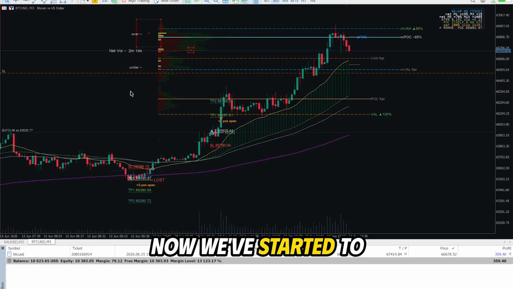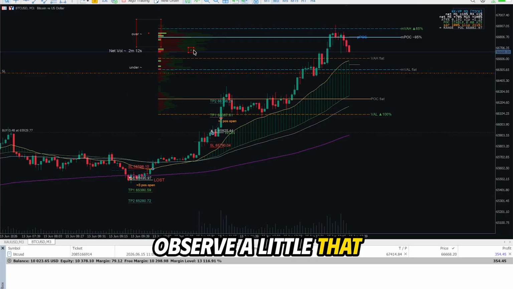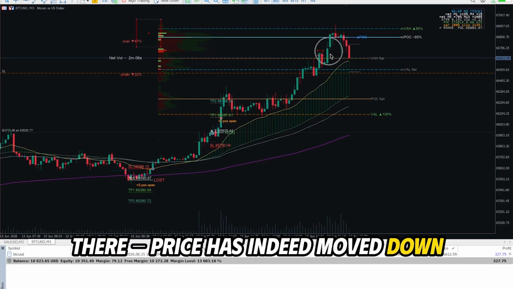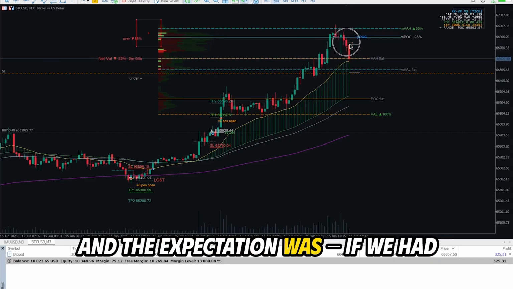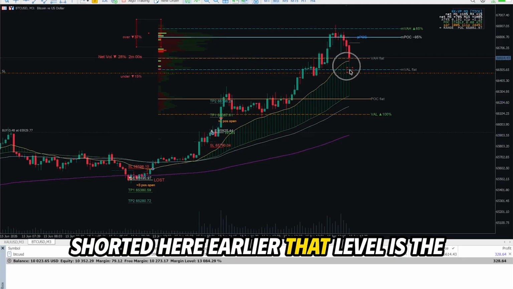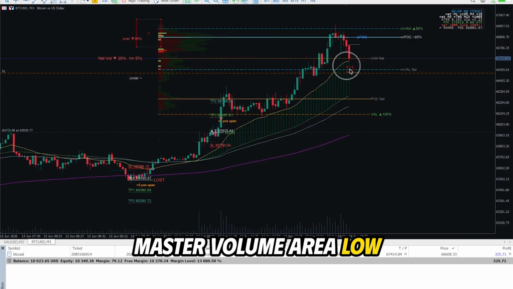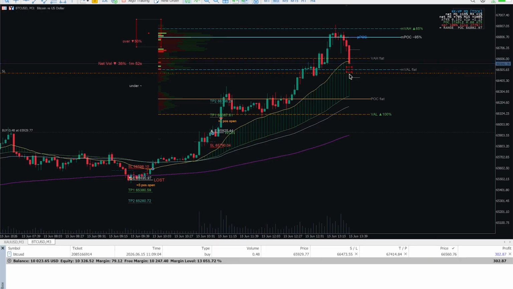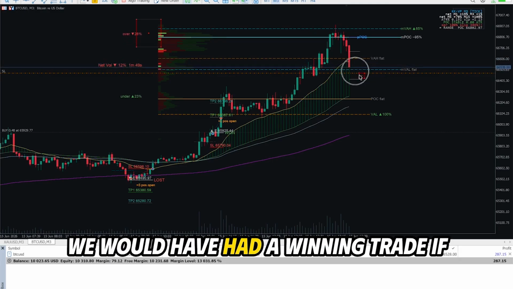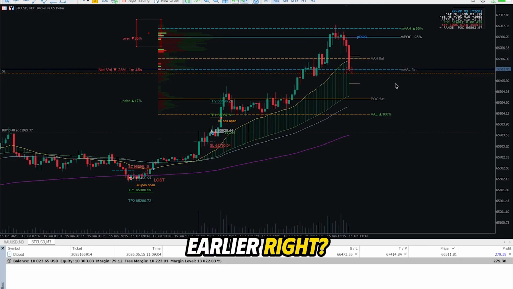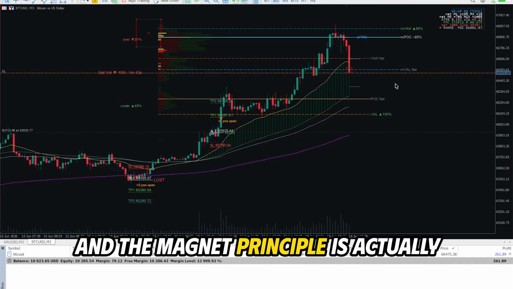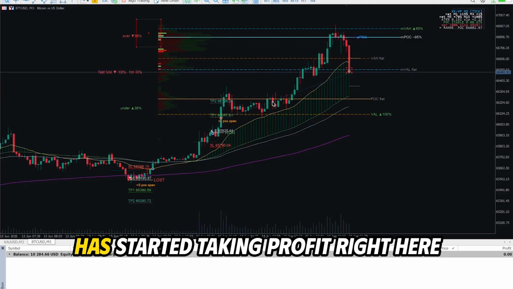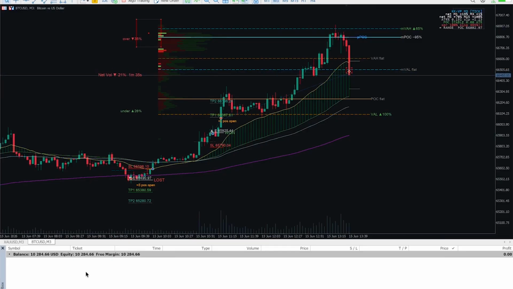Now we've started to observe a little that the transaction points at the top ran out of excitement. The expectation was that if we had shorted here earlier, the master volume area had started becoming the focal point for price to return to. We would have had a winning trade if we had entered, like I mentioned earlier. And the magnet principle is actually pretty simple like that. And as it happens, we can see the bot has started taking profit right here.